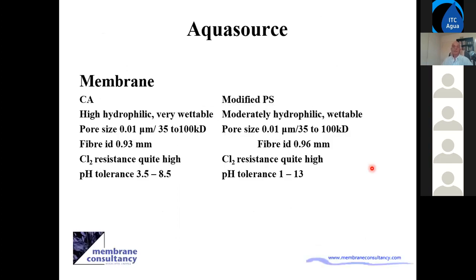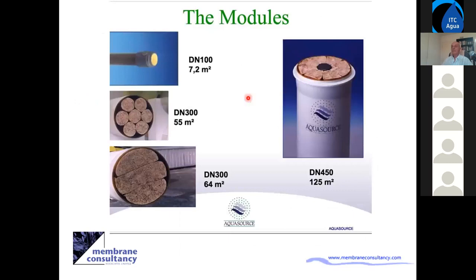Okay, what are the commercial products of membrane filtration? So we have Aquasource, a French company, with cellulose acetate and modified polysulfone. The cellulose acetate modules are the modules with the largest membrane area on the market. They are very good membranes, permanently hydrophilic. The only problem is that they cannot be cleaned at high pH, and exposure to a high concentration of chlorine can also damage the membrane. So though they are good membranes, they are not that commonly accepted outside France.